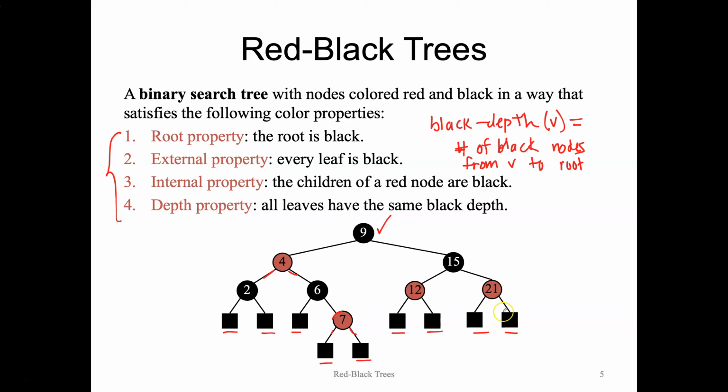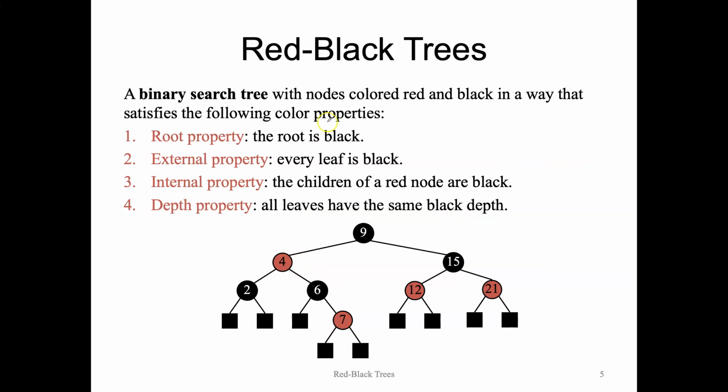So for example, the black depth of this leaf is 3 because we go through 1, we're not counting this one, 2, 3 nodes, 3 black nodes in order to get from this leaf to the root. And the same as all of these others. So even though this one is at a different level, still we go through exactly 3 black nodes, this one, 6, and 9, in order to get to the root. So our depth property says that all leaves have the same black depth. So they might not be on the same level, but they travel through the same number of black nodes to get to the root.